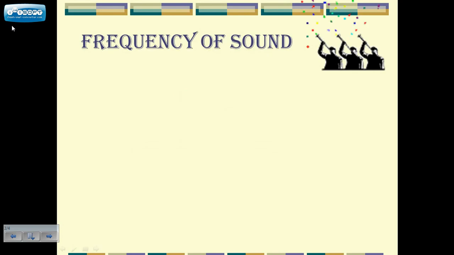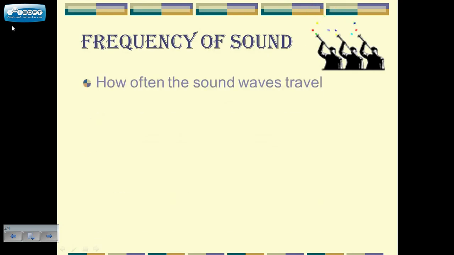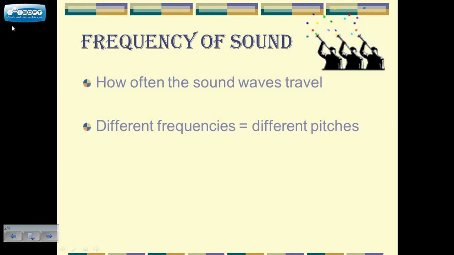So the first one is frequency. Frequency, by definition, as a review, is how often the sound waves travel. So here we're talking about sound, so it's how many compressions come through in a given amount of time. This tells us pitch. And pitch is how high or low the sound sounds. So for example, high pitch and low pitch. It has nothing to do with volume, but simply how you hear.